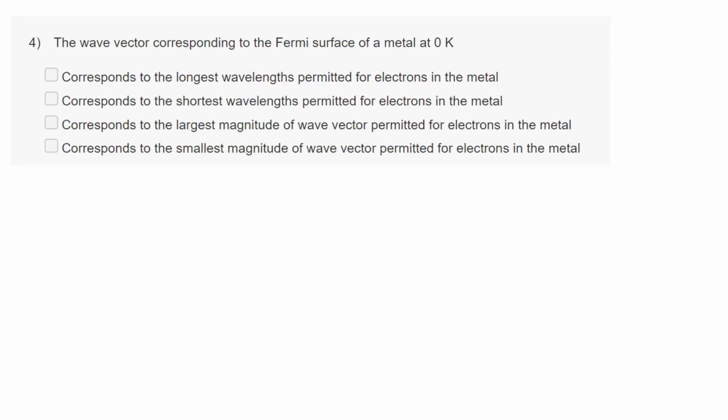Okay, so the wave vector corresponding to the Fermi surface of a metal at 0 Kelvin. So let us understand what the question is saying. So wave vector is what? kf. How is this related to the Fermi energy? Ef equals h bar square kf square by 2m. kf is 2 pi by lambda f.